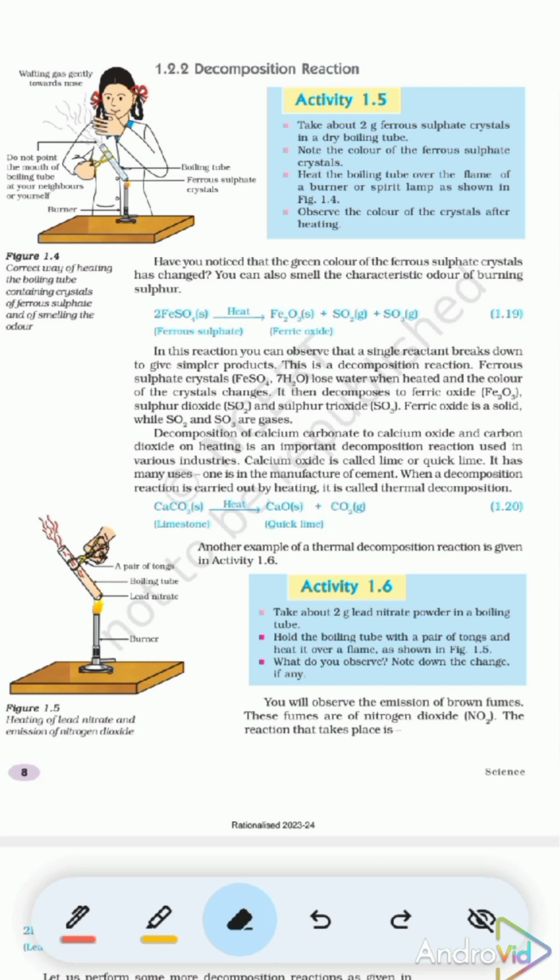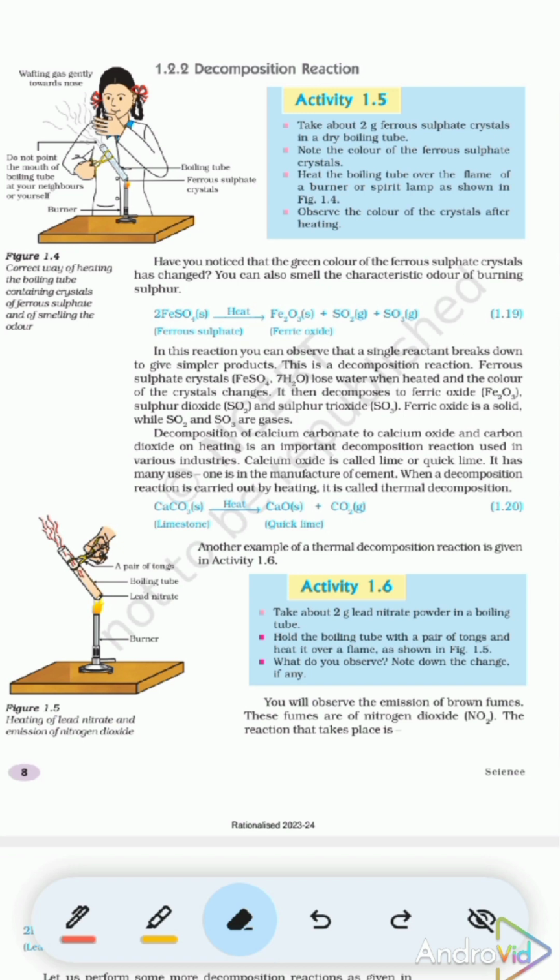Ferrous sulfate crystals, that is FeSO4 7H2O, lose water when heated, and the color of the crystal also changes, and hence it decomposes into ferric oxide Fe2O3, sulfur dioxide SO2, and sulfur trioxide. And this ferric oxide is a solid, whereas SO2 and SO3 are gases as mentioned in the equation itself.